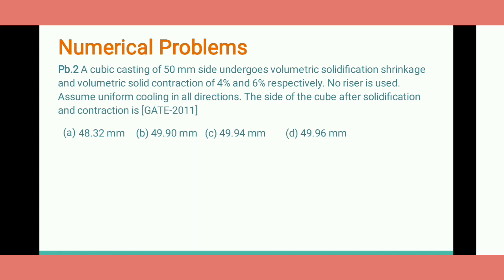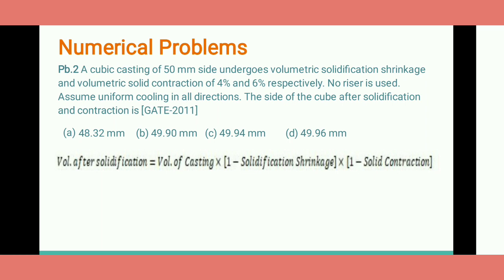Okay, so for that volume I'm using a formula. This is not a permanent formula, but it comes through the concept only: the volume after solidification will be equal to the volume of the casting into 1 minus volumetric solidification shrinkage, and into 1 minus volumetric solid contraction. Okay, why I'm writing this formula, because if I simply write the solidification shrinkage or the solid contraction, then this much volume you will get, that is how much has been contracted.